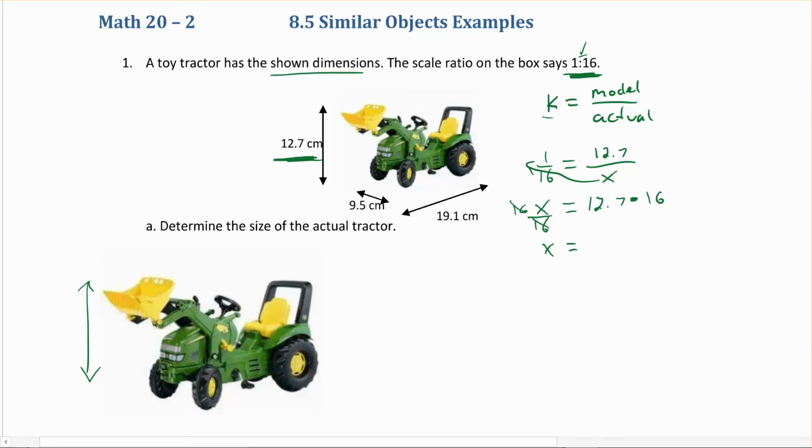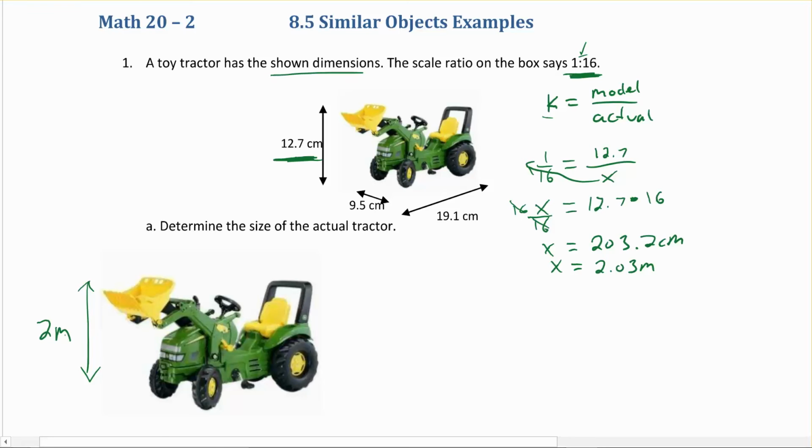If you do that, you get 203.2 centimeters. How many meters do you think that would be? There's 100 centimeters in a meter, so I just have to move my decimal place to the left twice, or divide by 100. So this would also be equal to 2.03 meters. So the height of my tractor is pretty much 2 meters.